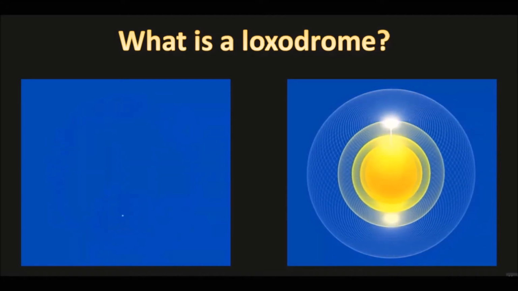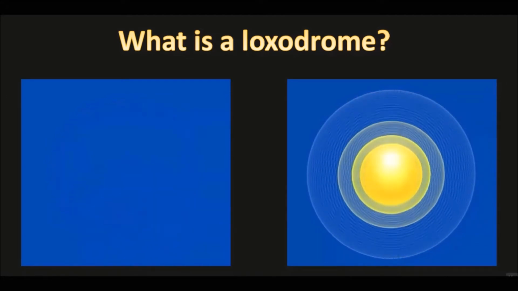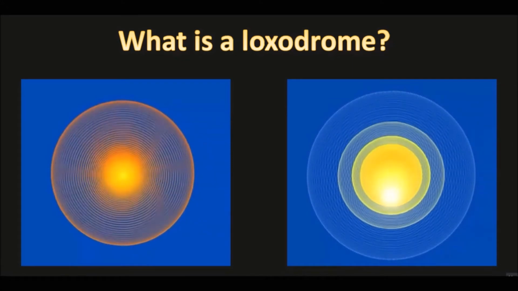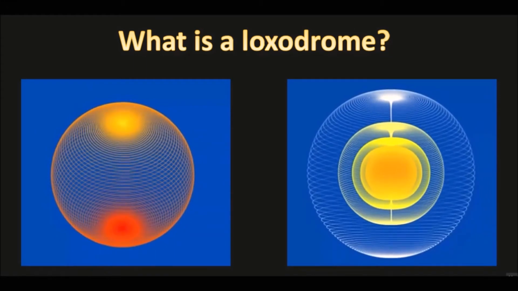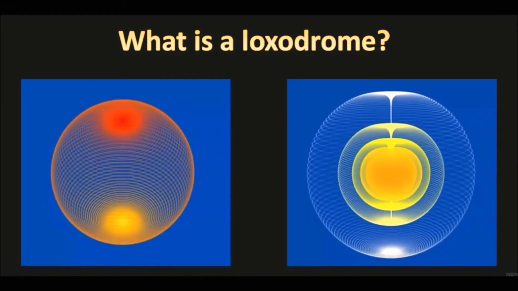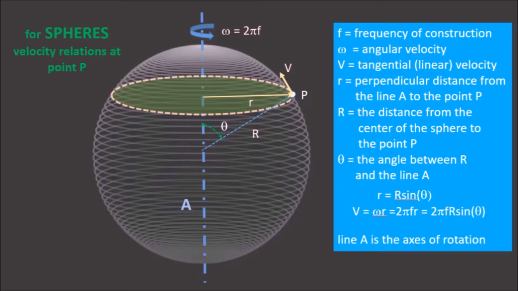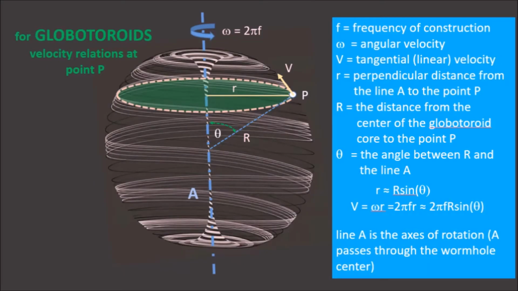In that sense, energy and matter represent analog and discrete components of our universe, which perhaps is reflective of dark energy and dark matter behavior. As such, loxodromes have interesting physics properties. For instance, the velocity relations for point P spinning around the sphere are as illustrated. For globotoroids, velocity relations at point P are identical.